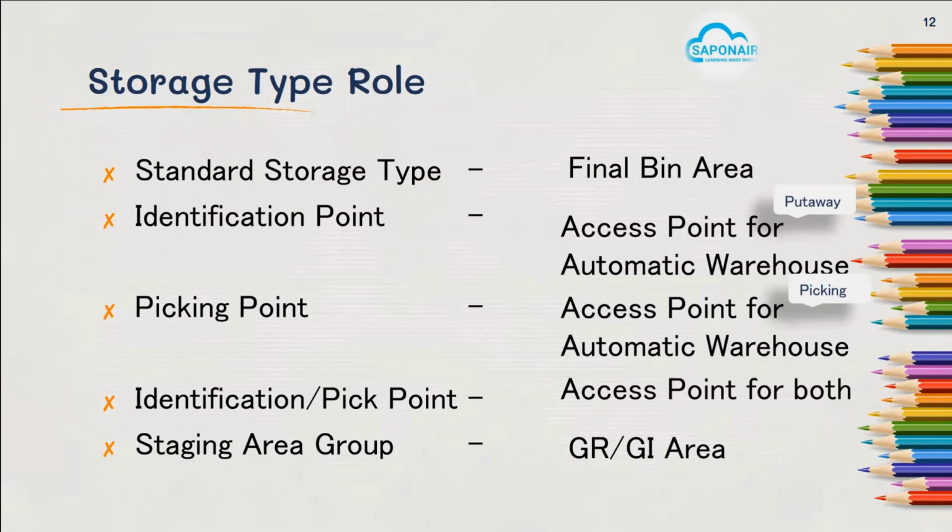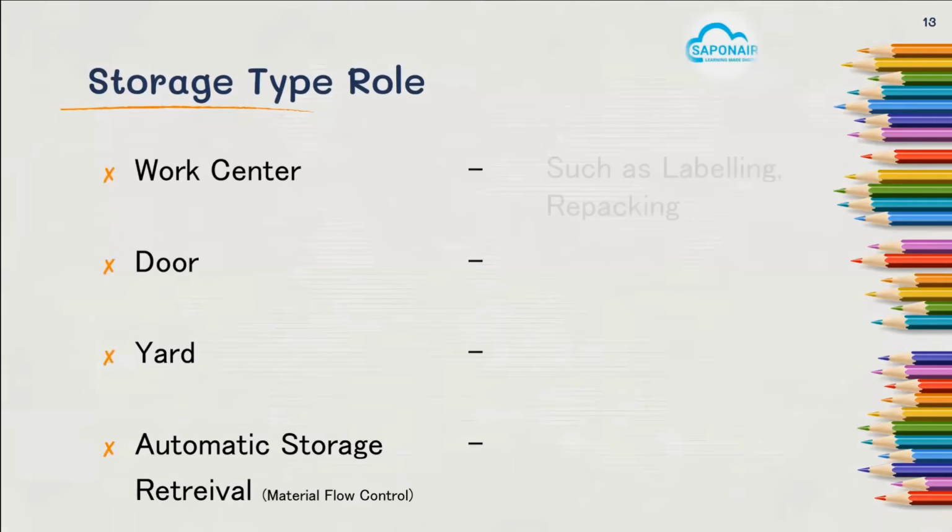Staging area group is where the staging activity happens. Basically, staging area group is a name of a staging storage type, but in a staging concept. Staging area is where you are unloading the stock, so you are naming it every time. And we have work centers.